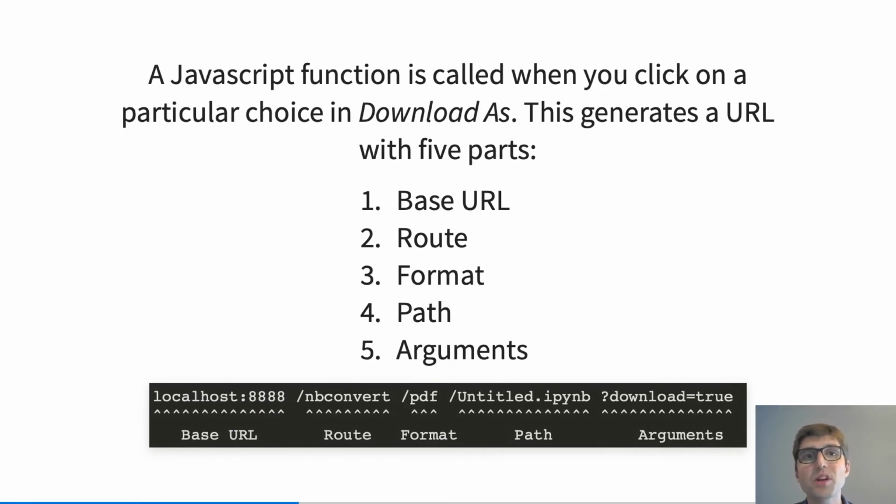Just before we get to that, I want to point out that the JavaScript that is called when you click Download As generates a URL with 5 parts. The most important part here is the route and the arguments that get passed into the Python code. So the route determines what Python code gets called. When the HTTP request is sent to the web server, it figures out based on the URL what code it should call, and that code gets passed the rest of the stuff after that, basically, as arguments to the function.